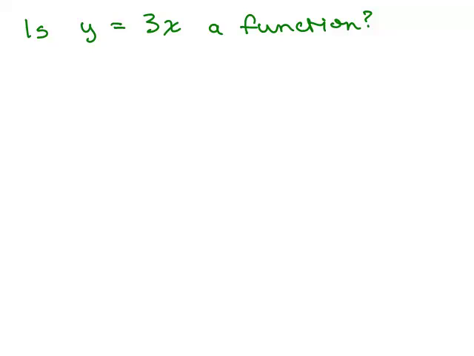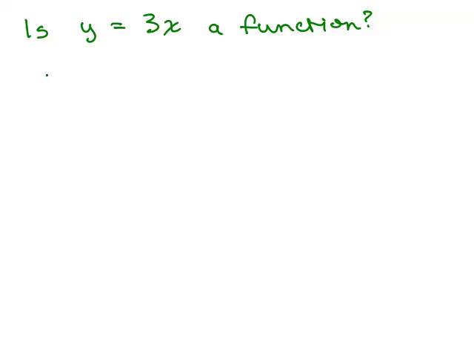Here's an example. Is y equals 3x a function? Now, notice this is the first time I've written it as a formula. What it's saying is that x is the independent variable and y is the dependent variable. So if I give you a number x, you're going to multiply by 3 to get the value of y. It's absolutely impossible to write all the ordered pairs, right?